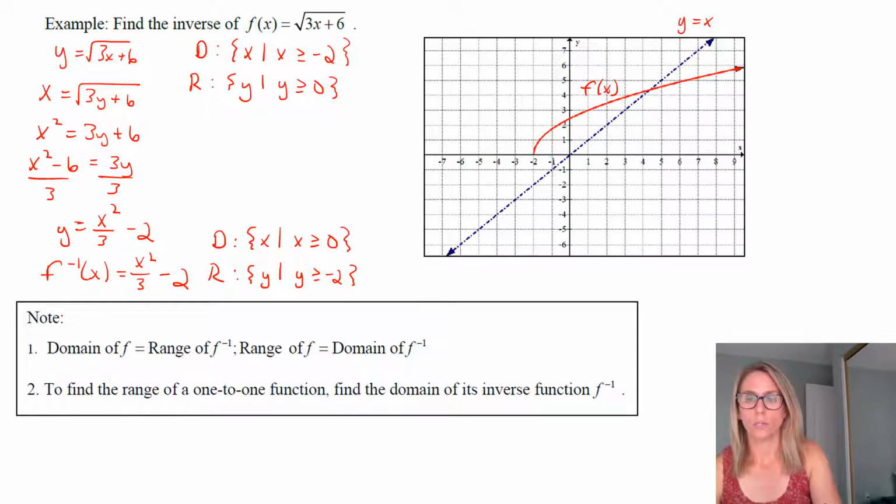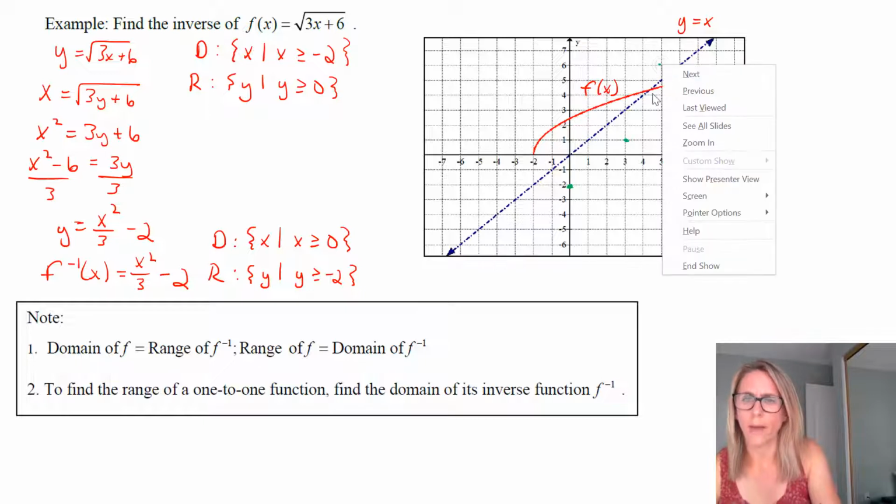So I have negative 2, 0. So I'm going to have 0, negative 2. So that's going to be where I start. Other points that I like, I see 1, 3 is a good point. So I'm going to put 3, 1. What else do I see? It looks like I have 6, 5. So I'm going to do 5, 6, like that.